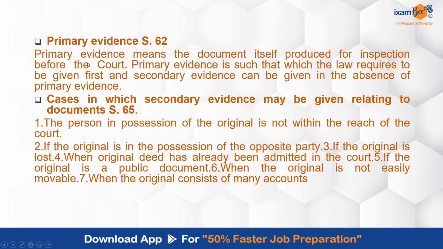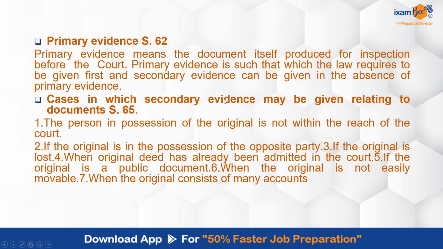Primary evidence means the document produced itself for inspection before the court. It is that which the law requires to be given first, and secondary evidence can be given in the absence of primary evidence. Because primary evidence is the best direct evidence available, and the fundamental rule of evidence says that you should always accept the best evidence. So direct evidence will always be the best evidence.